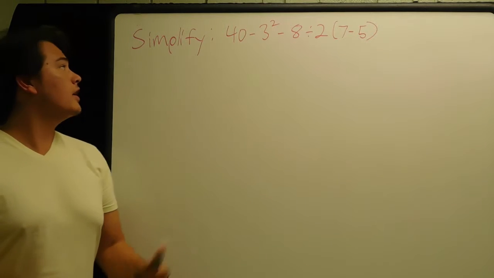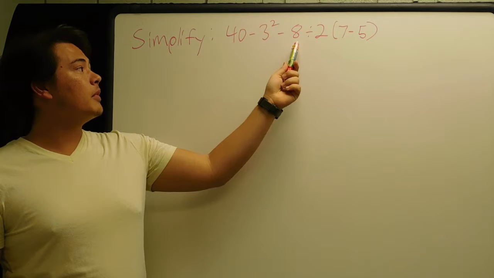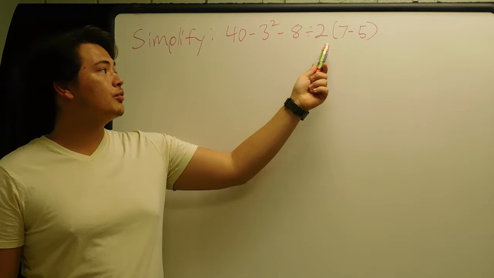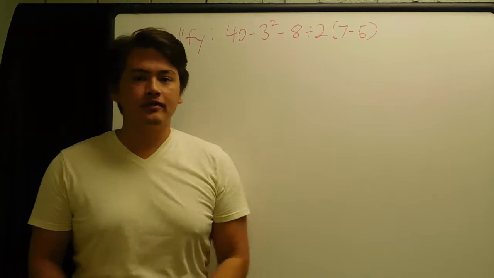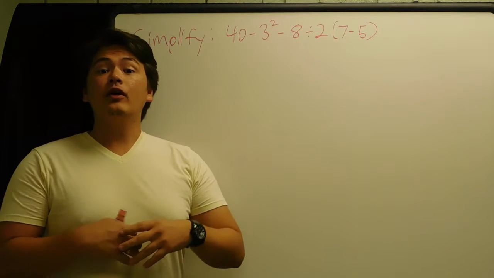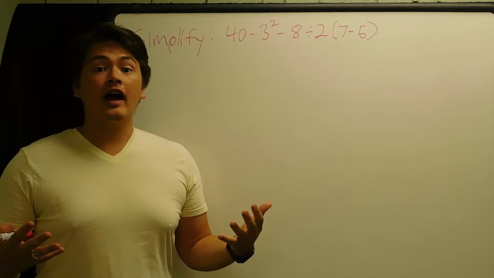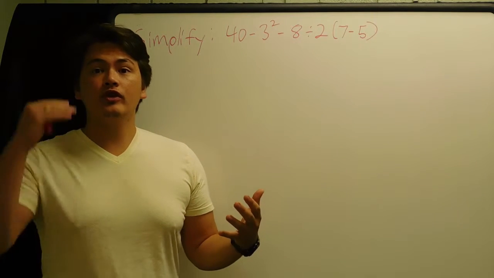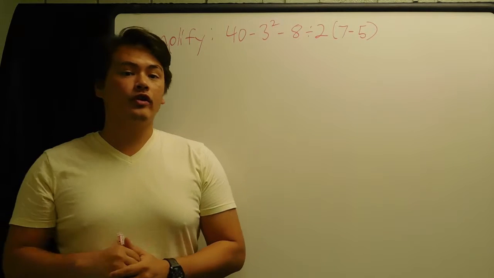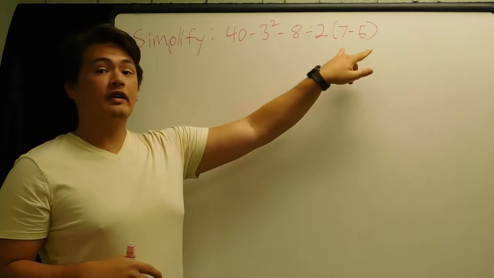This question is asking, simplify 40 minus 3 squared minus 8 divided by 2 parentheses 7 minus 5. So before we start this problem, let's first understand the order of operations. The order of operations is how you're going to start this problem. There's a certain order in math that you need to abide by, starting with the parentheses.